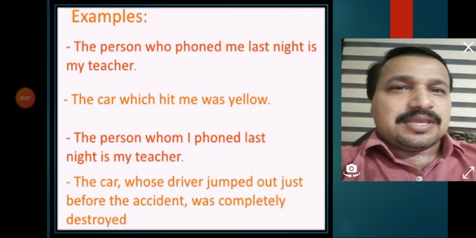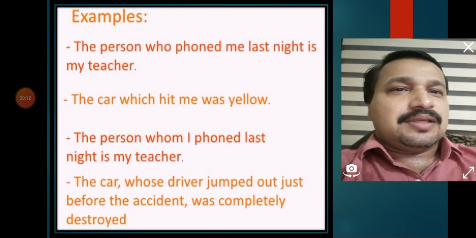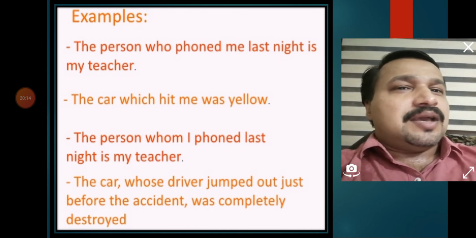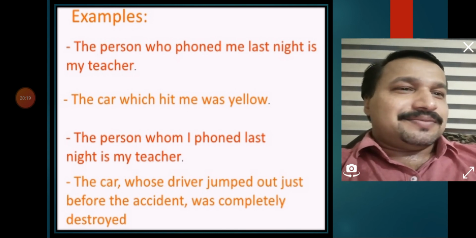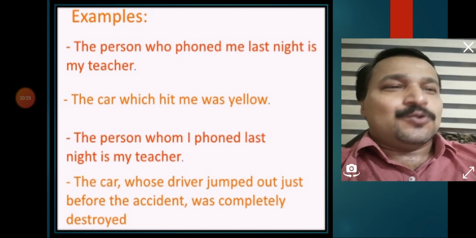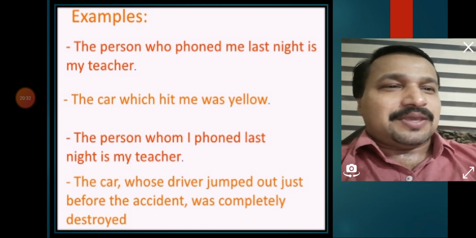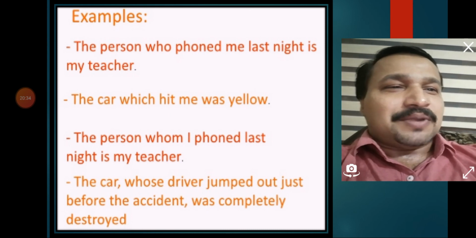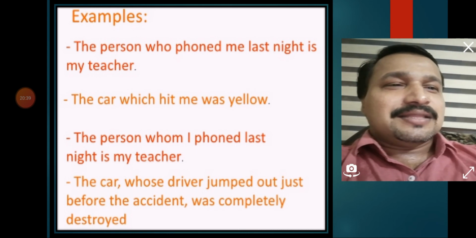The examples can be seen. The person who phoned me last night is my teacher. A person phoned me last night. He is my teacher. There are two sentences. They are joined together by the word who. Then here you can see that they are called defining clauses; on the last page we mentioned a particular term, defining and non-defining clauses. There are two kinds that we will discuss further in other videos.